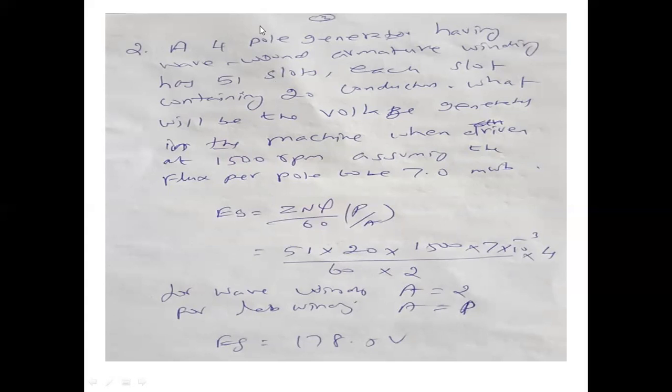P is the number of poles which is given as 4, and A is the number of parallel paths. The parallel path depends upon the type of winding. For wave winding it is A equal to 2 and for lap winding it is A equal to P. This is the standard one, based on which type of winding is used. There are two types of winding, wave winding and lap winding. We have been given a wave winding, so A equal to 2. So we substitute A equal to 2 and solve this.